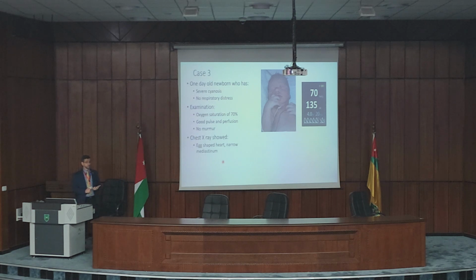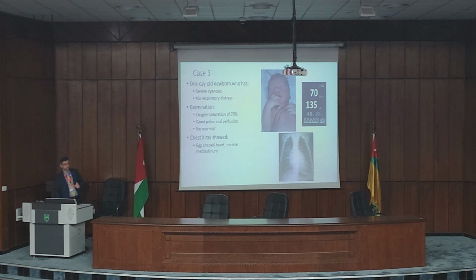And the X-ray showed also an abnormal shape of the heart. The size of the heart was not bad. It was normal, but the shape of the heart was slightly abnormal. If we compare this shape to something, it's like an egg-shaped heart, with smooth surfaces. And the mediastinum, which I know you haven't taken in the respiratory system, but this is the mediastinum.